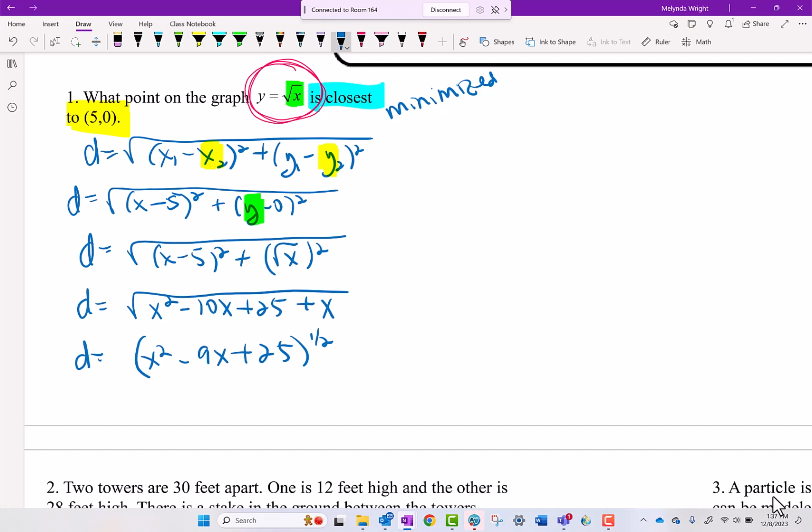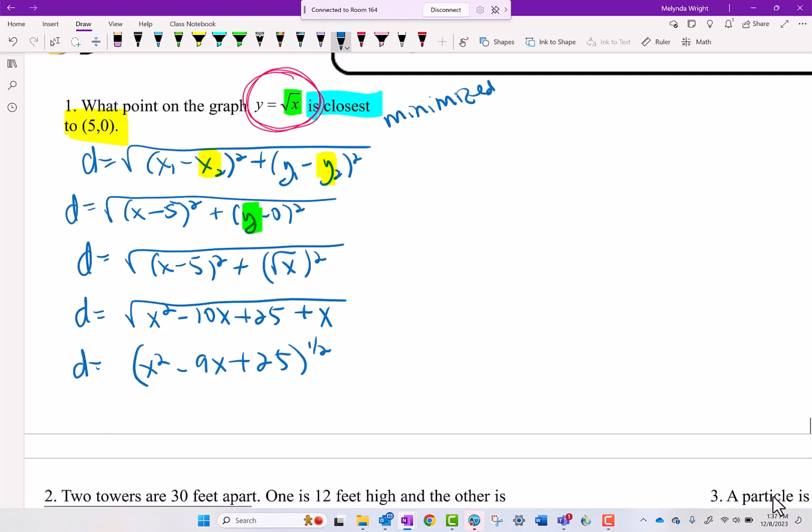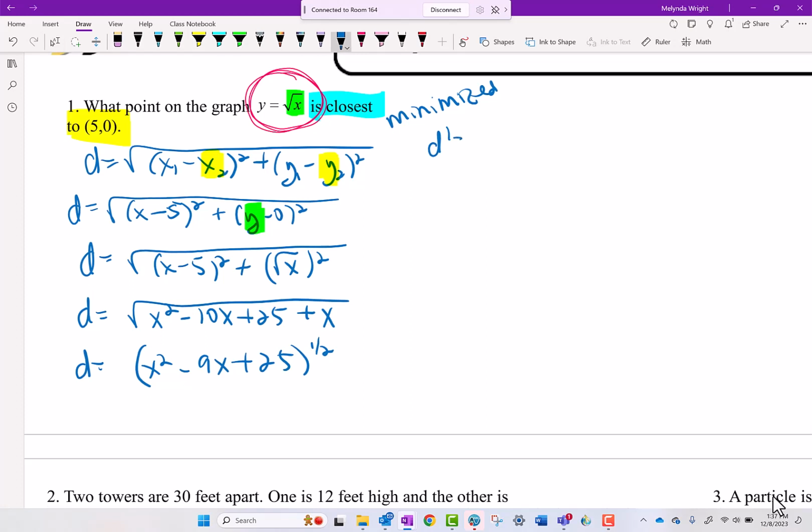Power rule and chain rule. Yeah, you got it. Power rule and chain rule. So d prime equals, so we bring the half down, we copy and paste, we subtract 1 from a half, and we get what? Negative a half.